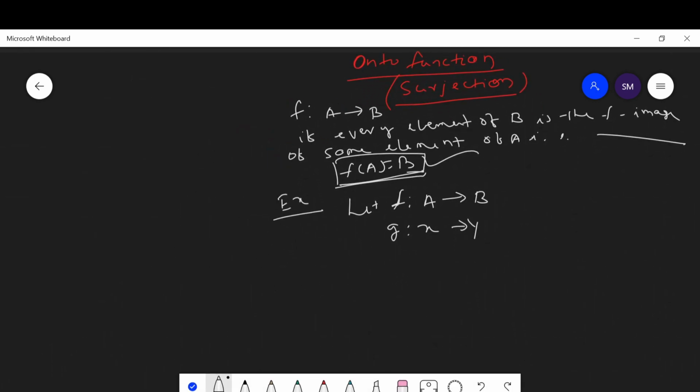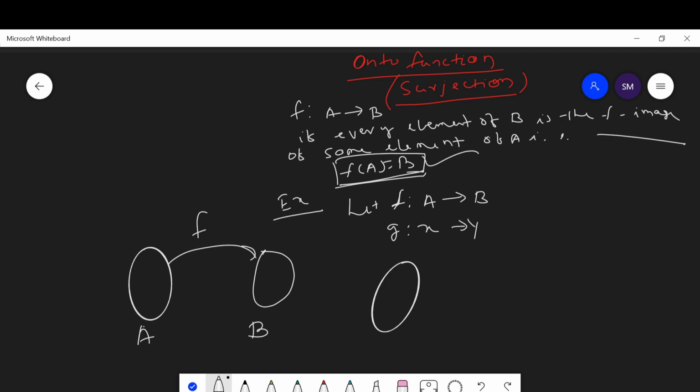Here f is a function from A to B and here X, here Y. Then g is a function from X to Y. Here a, b, c, d are the elements of set A. E, F, G, H are the elements of set B. Here K, L, M, N. Then here O, P, Q, R.